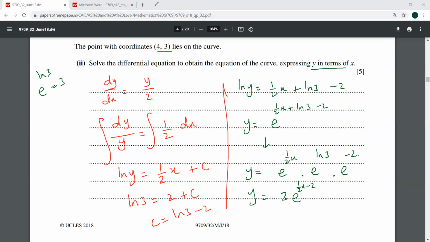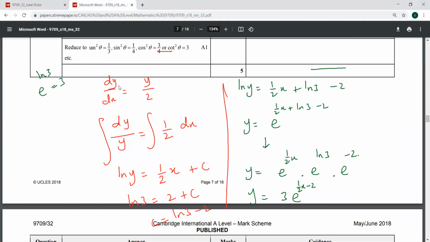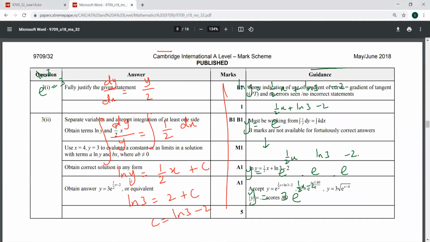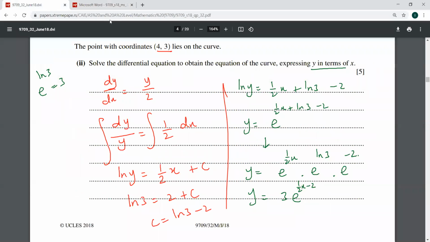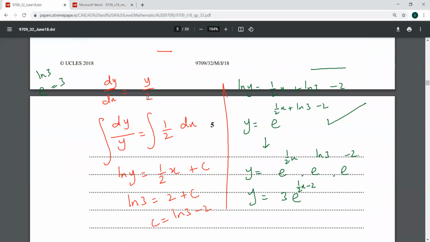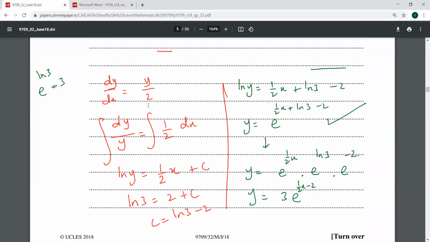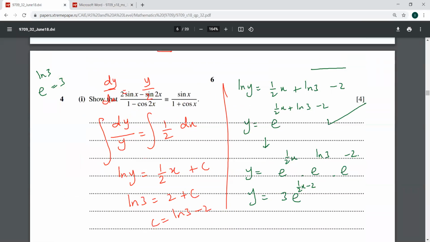Let's see what the answer is. Yes, he has written it the same way we have written it down. 3e to the half x, it's the same answer we have. You could leave it up to this as well. There is no harm because you have y in terms of x. So that is it. And then so much area is given for this question.